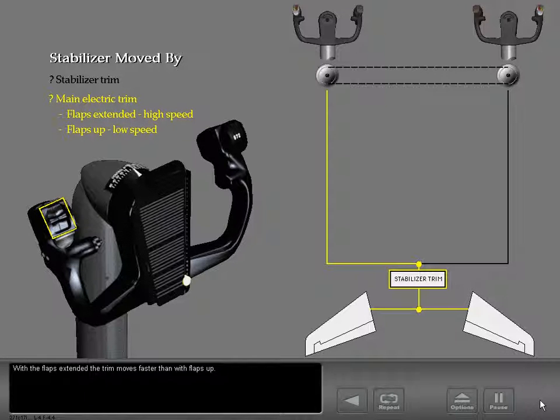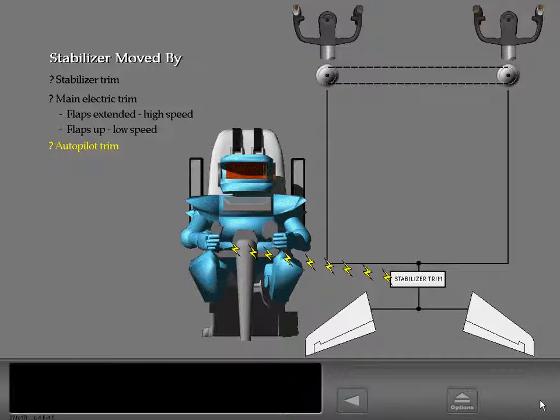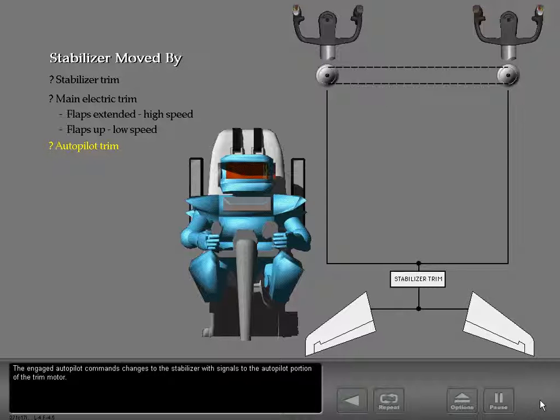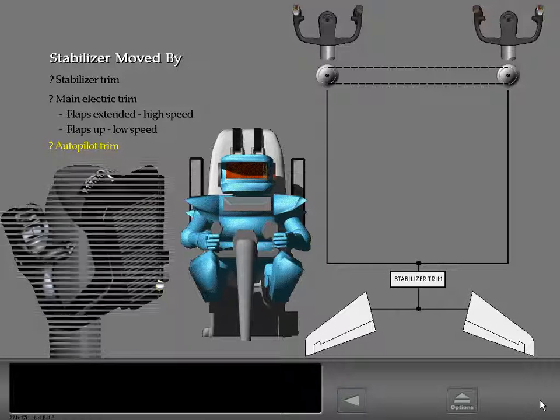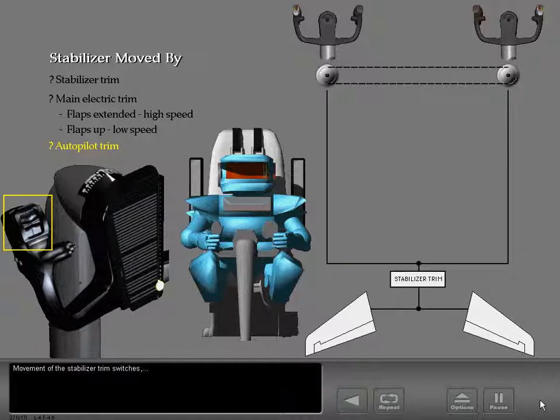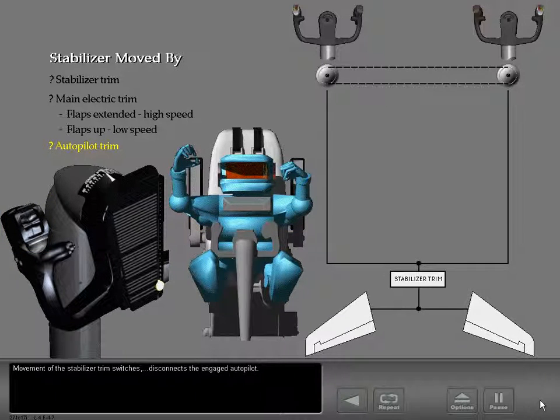With the flaps extended, the trim moves faster than with flaps up. The engaged autopilot commands changes to the stabilizer, with signals to the autopilot portion of the trim motor. Movement of the stabilizer trim switches disconnects the engaged autopilot.